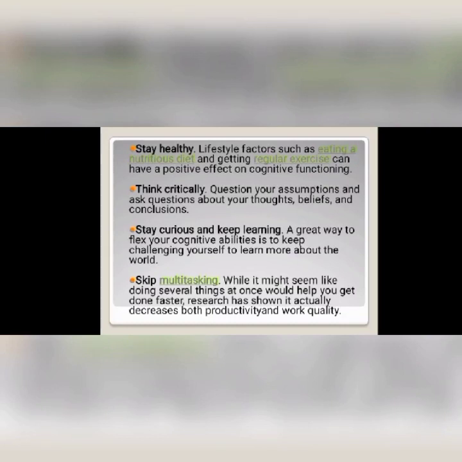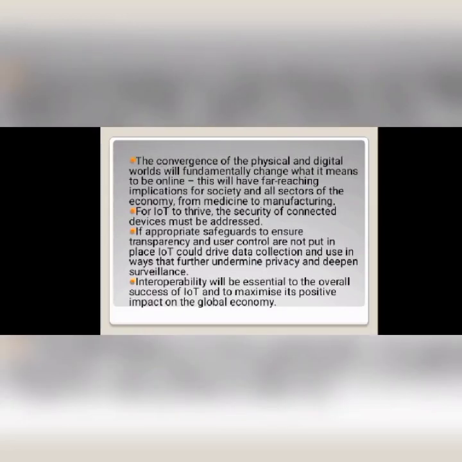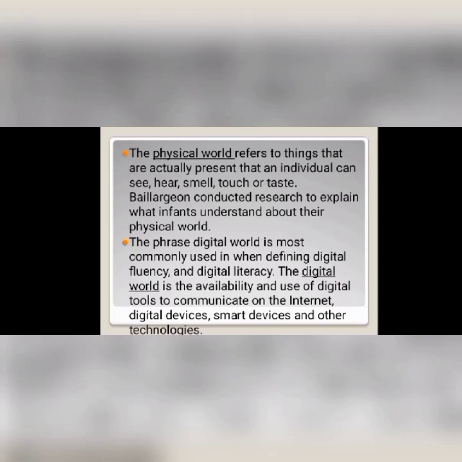And lastly, skip multitasking. Applying knowledge from the physical world to the digital world. When virtually any object can be connected to the internet, the digital and physical worlds increasingly converge. The Internet of Things forms the basis of that convergence, but the Internet of Things is not a single technology. Advances in technology have a profound effect on the way we learn and the way we teach. The convergence of the physical and digital worlds will fundamentally change what it means to be online. It has far-reaching implications for society and for all sectors of the economy, from medicine to manufacturing. The physical world refers to the things that we can actually see, hear, smell, touch, and taste.